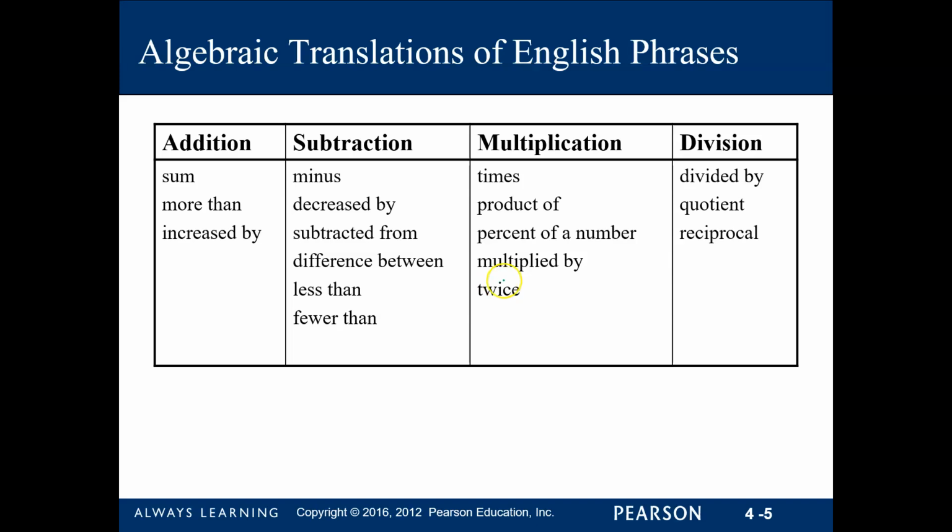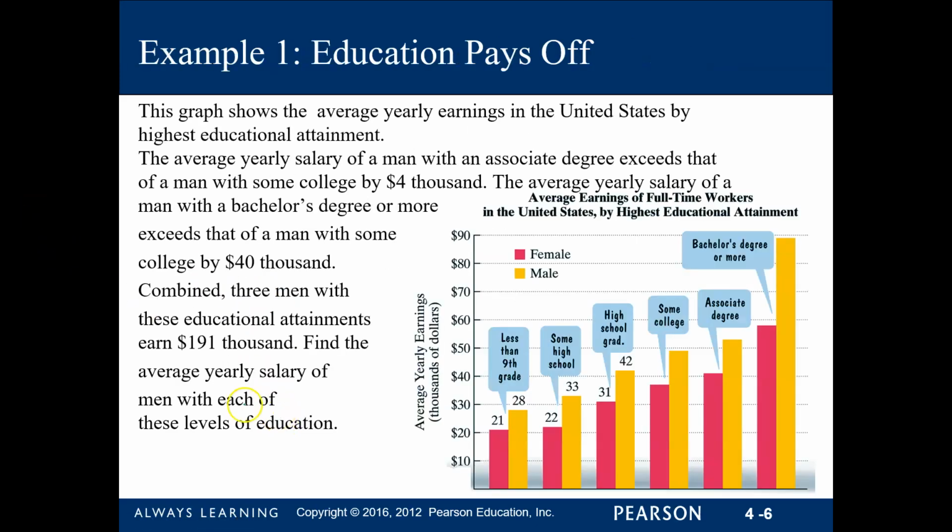Now, there are a lot of words that translate to the different operations. These are just some of the typical words that are associated with the four basic operations. You have addition, subtraction, multiplication, and division. So hopefully you are familiar with these terms, and there are more. We cannot just list them all down in here. Okay, so let's have an example scenario.